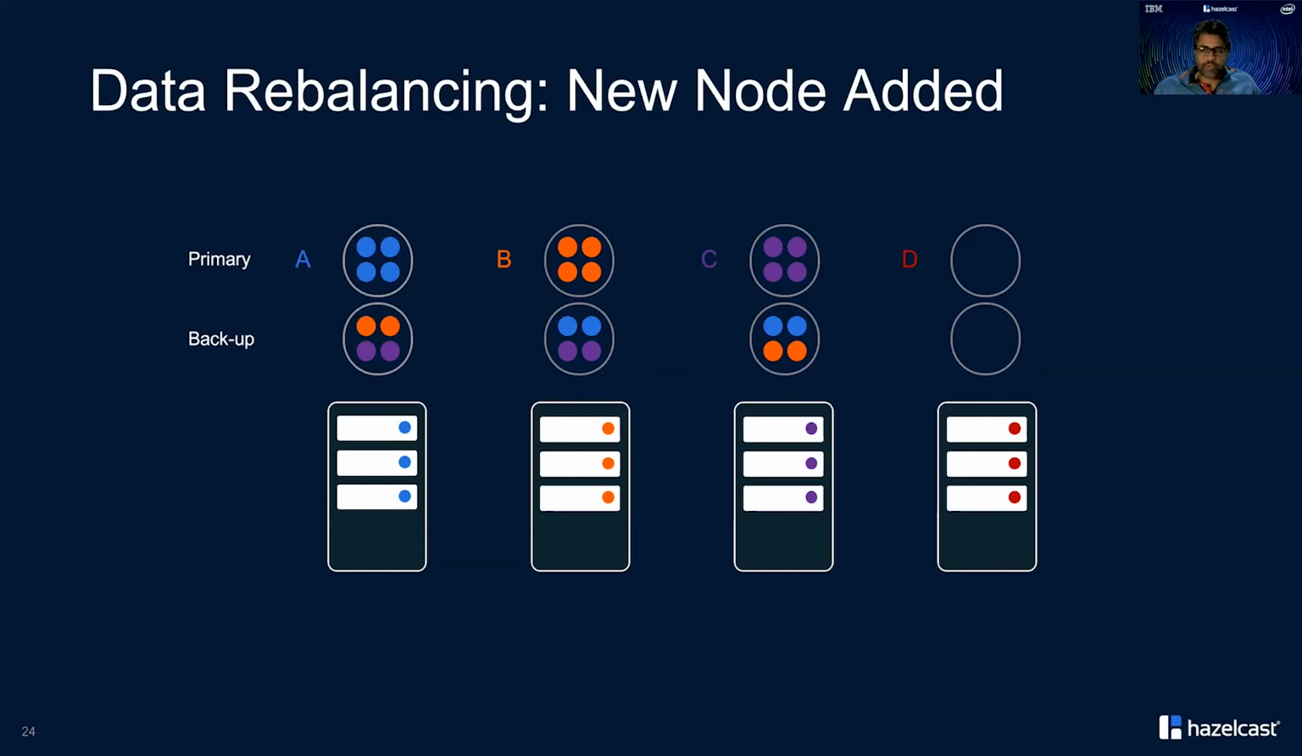And as soon as the node starts up and it is allowed to join the cluster, it is allowed to shake hands with the running nodes in the cluster. What Hazelcast does is start the process of migration, and it starts moving partitions from existing nodes to the new node in the cluster, and that migration happens not just in primary space but also in the backup space.